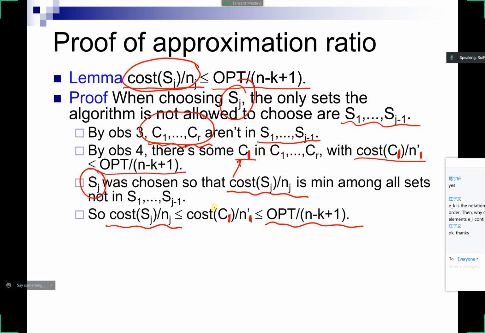Since you're allowed to choose any set, since Sj is allowed to be any of these sets from C1 up to CR, then because we're choosing the cheapest Sj in terms of average cost, the average cost you pay for Sj is going to be no more than the minimum average cost for these C sets, and that minimum cost is no more than this op divided by n minus k plus 1. Any questions about this part?